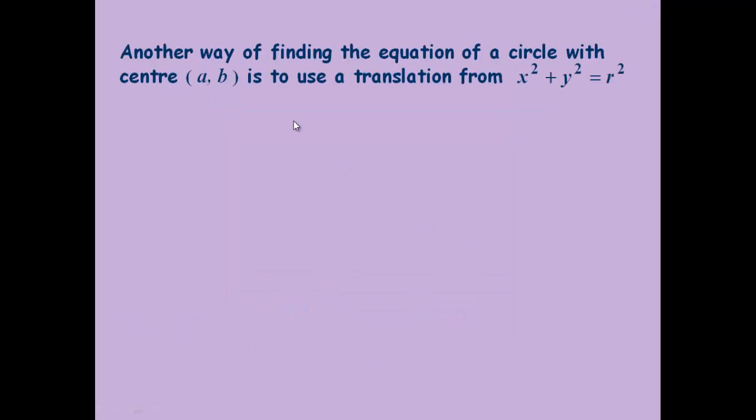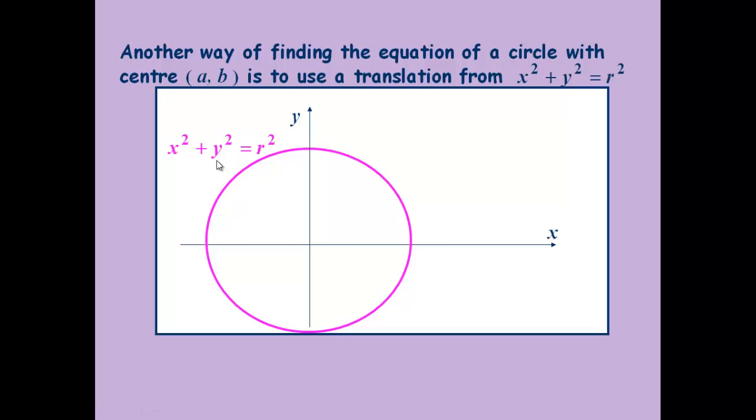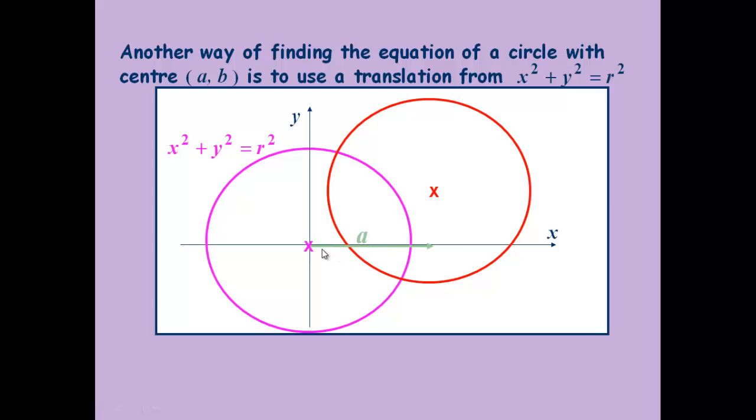Another way of thinking about this equation that we've just derived is how the circle translates. If we start with the centre at the origin, the translation from here to here can be represented by a translation in the positive x direction of A and in the positive y direction of B.